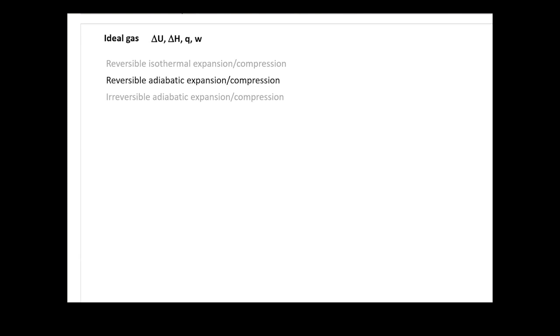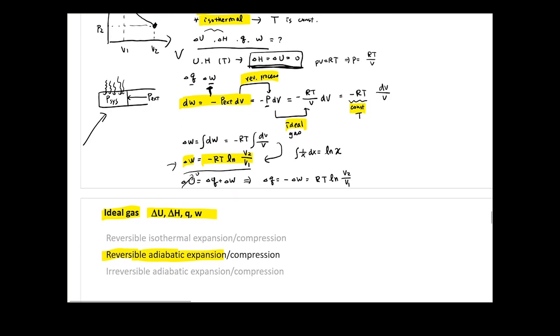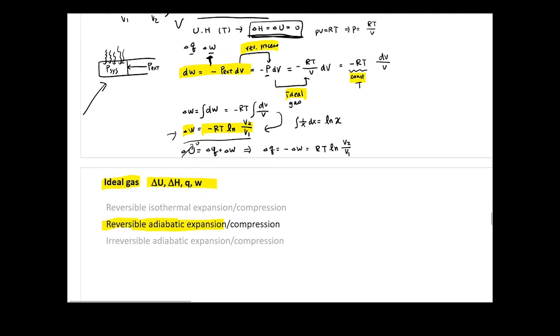Second example, we still have an ideal gas and still want to calculate these 4 variables. But right now we are under reversible adiabatic expansion. We are going to do the same thing as before. The only difference is that right now I enclose my whole system inside an insulator, so that no heat is allowed to go into my system. So how do you solve this?